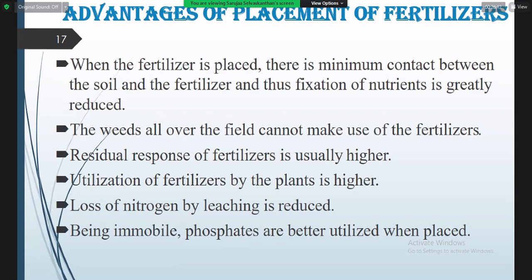When we are applying by the broadcasting method, nitrogen is lost through leaching also. Here it is reduced. Okay, being immobile, phosphate is better utilized when placed. Okay, this is the advantage.